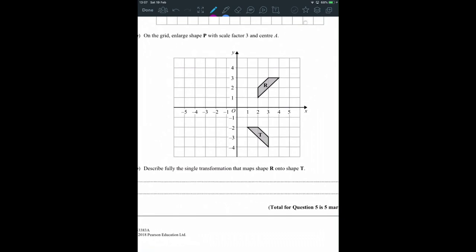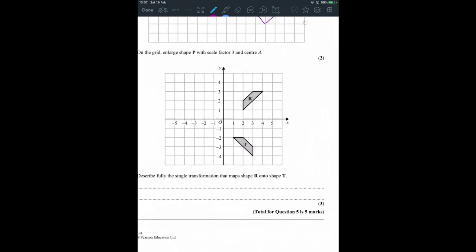Second question, fully describe the transformation which maps R onto T. Now they haven't changed size, so it's not an enlargement. It's not a translation because they're now in a different orientation. We can imagine trying to reflect this shape, but again that does not work, so it has to be a rotation. You'll notice there are 3 marks available, so we need to say 3 things. So it's a rotation, 1 by 90 degrees clockwise. We're going from R onto T, so we are going round that way.